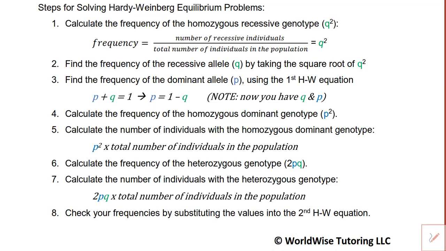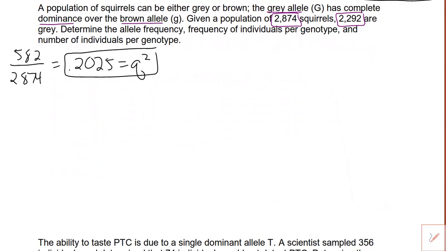Step 2, we need to find the frequency of the recessive allele by taking the square root of Q squared. Easy enough. So go ahead and take the square root of 0.2025. You will get 0.45, which is equal to Q.